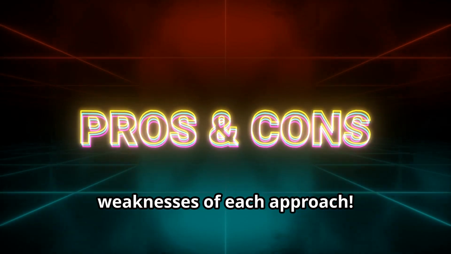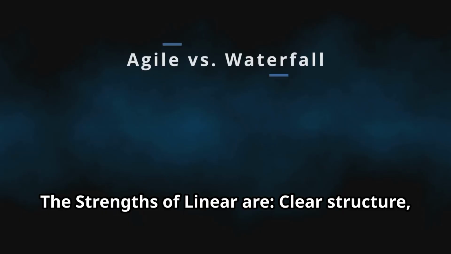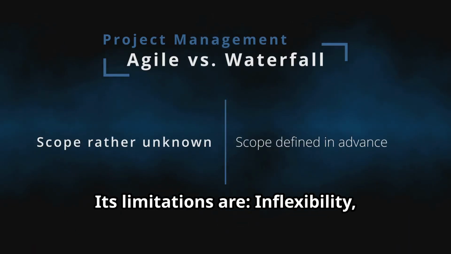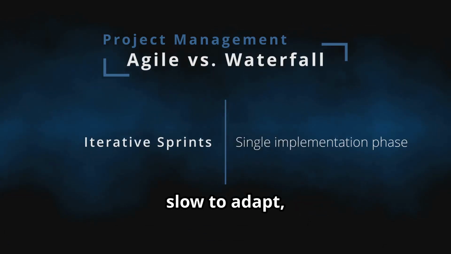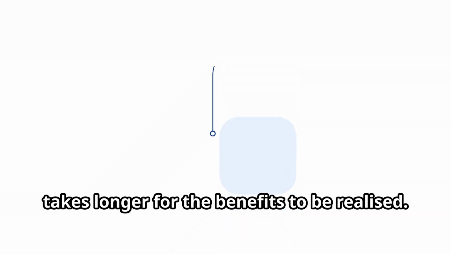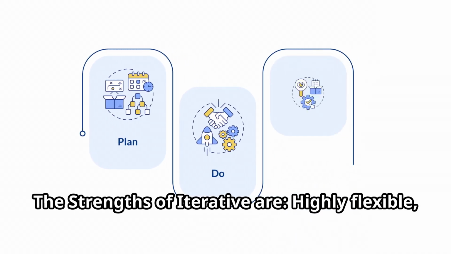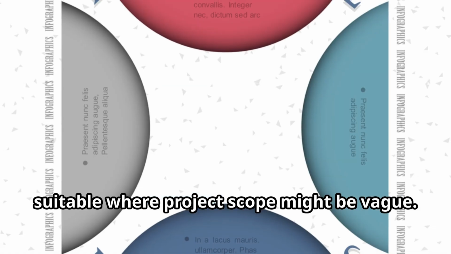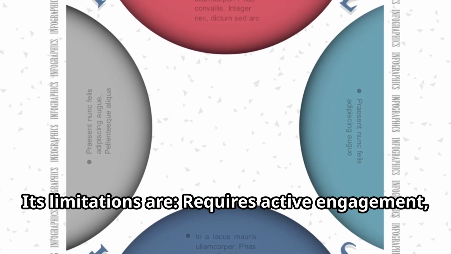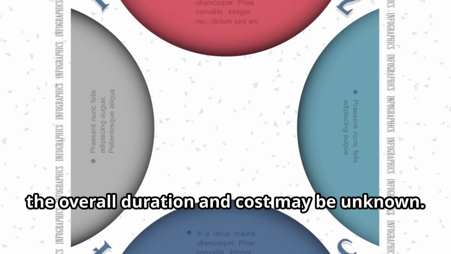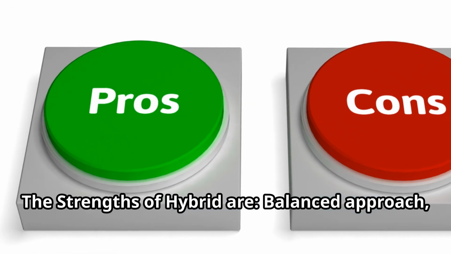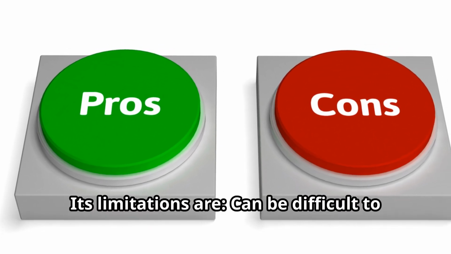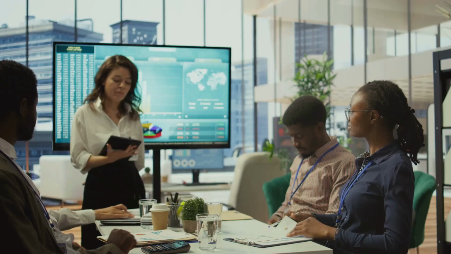Now let's compare the strengths and weaknesses of each approach. The strengths of linear are clear structure, reduces risk, suitable for low-risk projects with clearly defined outputs. Its limitations are inflexibility, slow to adapt, requires clear understanding of scope, and takes longer for the benefits to be realized. The strengths of iterative are highly flexible, fast-paced, suitable where project scope might be vague. Its limitations are requires active engagement, harder to control, the overall duration and cost may be unknown. The strengths of hybrid are balanced approach, adaptable, can increase efficiency and flexibility. Its limitations are can be difficult to manage both structures.